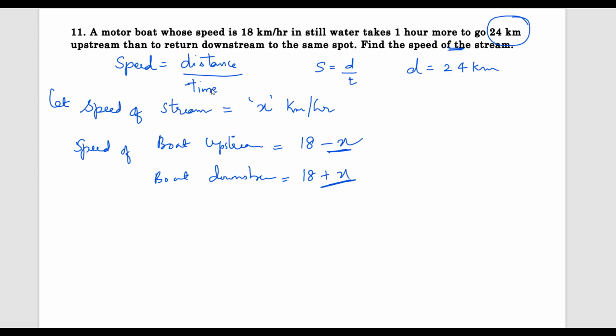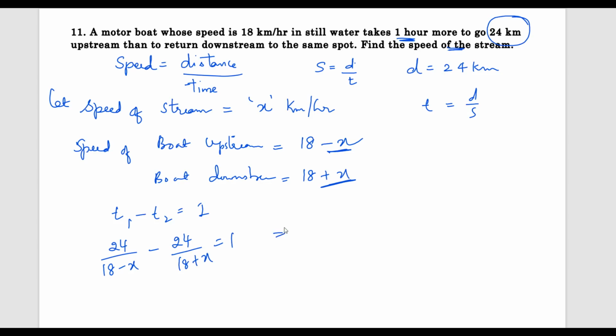Now speed equals what? Distance by time. Now what we need to do is find out the difference of the time it takes. The difference of time is 1 hour, that is t1 minus t2 equals 1. Time taken for upstream is t1, time taken for downstream is t2. What is t1? Time is distance by speed. Distance is 24, the speed is 18 minus x. Minus t2: distance is the same, 24, the speed is 18 plus x, equals 1.